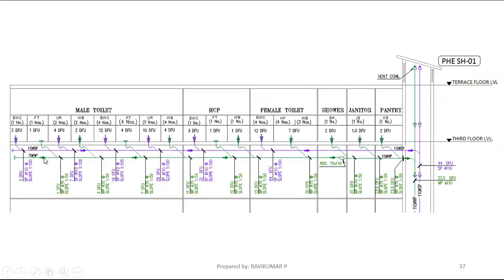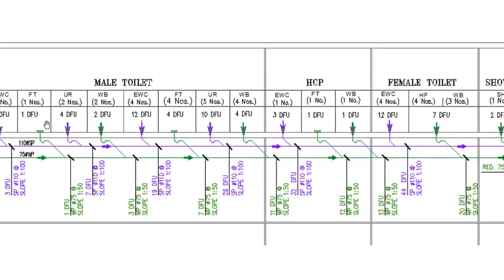So if you go here, for one fixture unit, the starting size we have taken is 70 mm only. Another one, the wash basin. For the two wash basins, for each wash basin we took one fixture unit, 2 into 1, 2. So 2 plus 1, 3 fixture units we have mentioned here. For the 3 fixture units, the same 70 mm size we are maintaining.